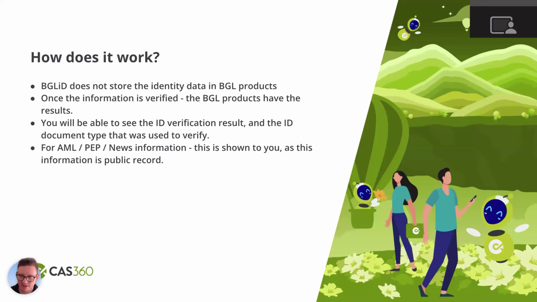For PEP, AML, and news information, we will show all this information to you, because it's public record. A lot of the times, if someone does come up on a PEP screening, it will have a link to that article. Unfortunately, sometimes with AML and PEP screening, there is this whole notion of false positives. Certainly, if you've got someone with a very common name, someone like poor John Smith, John Smith would come up with a lot of AML and PEP results, most of them, or just about all of them, won't be related to the John Smith that's your client. It's just that someone else named John Smith might have done something else.